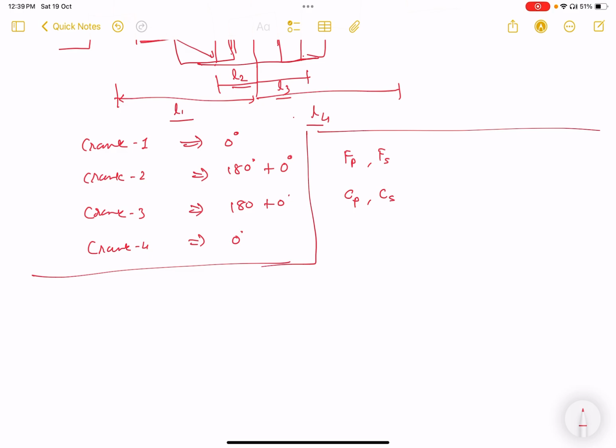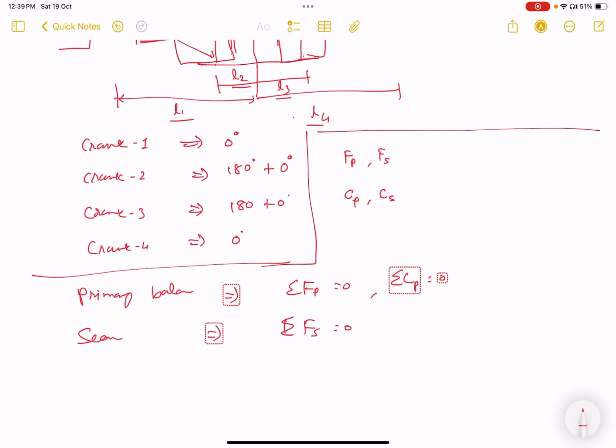So for primary balancing of a multi-cylinder engine, all the primary forces should be zero and all the primary couples should be zero. And for secondary balancing, all the secondary unbalanced forces should be zero and the secondary unbalanced couples should also be zero. So what does it mean for the primary unbalanced force to be zero? Let us understand.